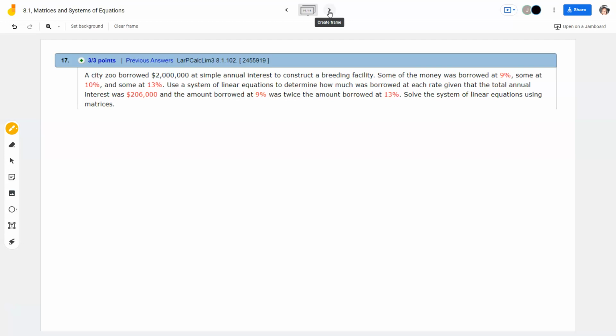All right, cool kids. As you read, the city zoo is borrowing $2 million at a simple interest rate to construct a breeding facility. Guess what? No bank would loan them all $2 million. Have you heard people with multiple credit card debts? Why? Or needing to put a single purchase on multiple credit cards? Why would anybody ever use multiple cards for a single purchase?